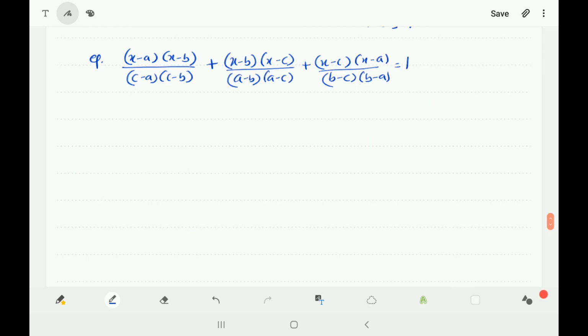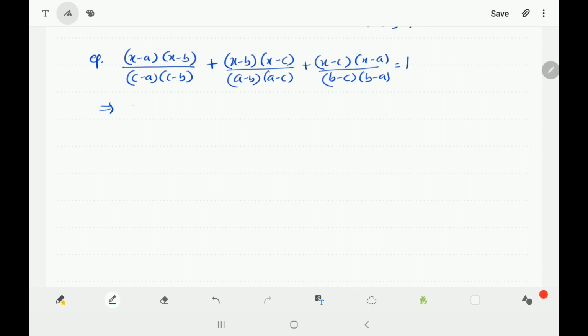Now look at this example: (x − a)(x − b) / ((c − a)(c − b)) + (x − b)(x − c) / ((a − b)(a − c)) + (x − c)(x − a) / ((b − c)(b − a)) = 1. Now if you see the degree of this particular equation, you multiply these two terms, you will get degree 2. In this term also you will get degree 2, and this term also you will get degree 2. So you must be very sure that this is a quadratic equation because we are getting degree 2.